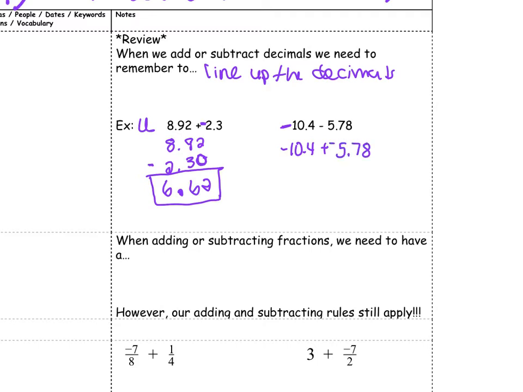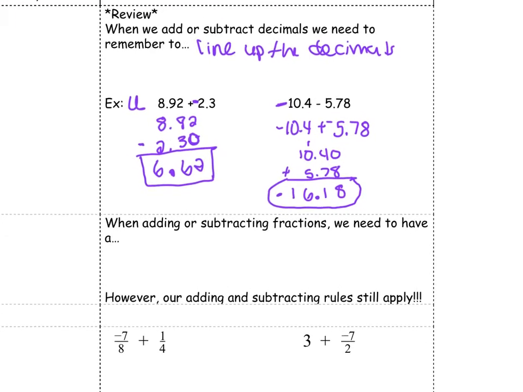So now we have like signs, so we line up the decimals and add in our 0 placeholder, and we're adding them. 4 plus 7 is 11, carry the 1, bring down the decimal, 6 and 1. And since they were both negative, your answer is going to be negative.